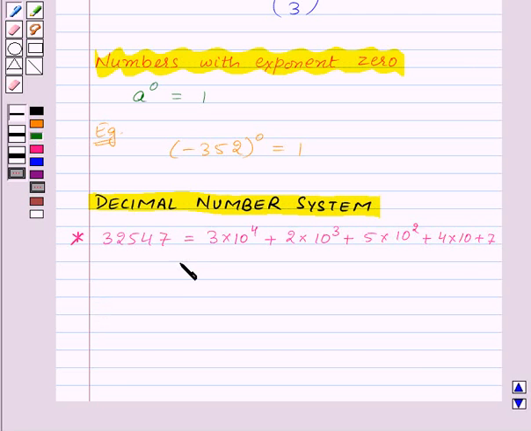Now, using the laws of exponents, we can rewrite it as 3 into 10 raised to the power 4 plus 2 into 10 raised to the power 3 plus 5 into 10 raised to the power 2 plus 4 into 10 raised to the power 1 plus 7 into 10 raised to the power 0, because 10 raised to the power 0 is 1 and 7 into 1 is 7. So here we started from the maximum value of the exponent of 10, that is 4, and went up to 0 in the last step.